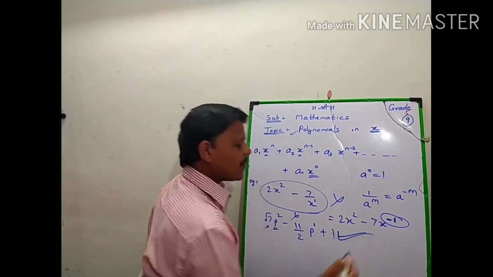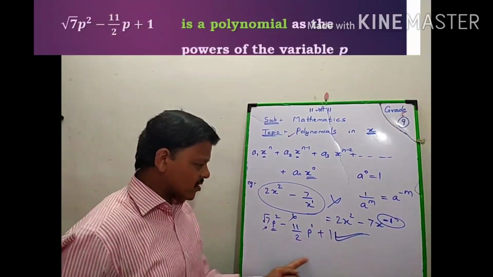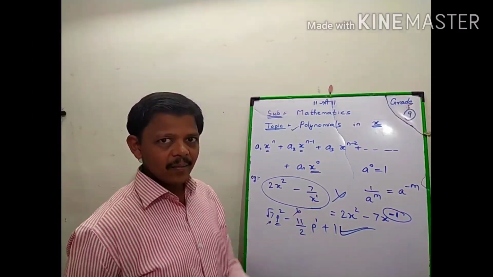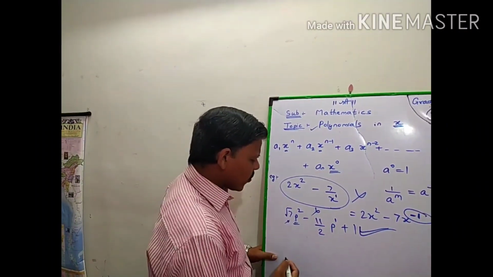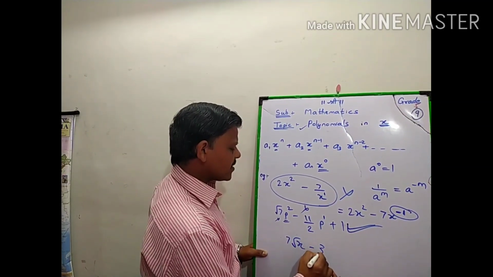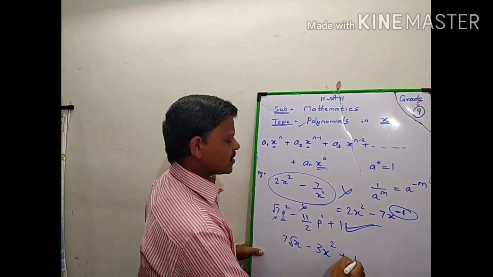Yes, this is very much a polynomial because it is an algebraic expression and powers of variables are whole numbers. Similarly, one more example, very quickly, if I take say 7 root x minus 3x square plus 11x.